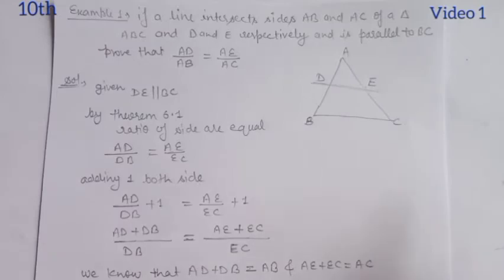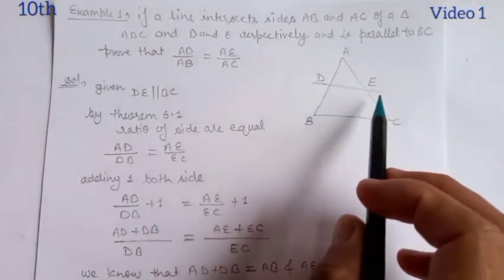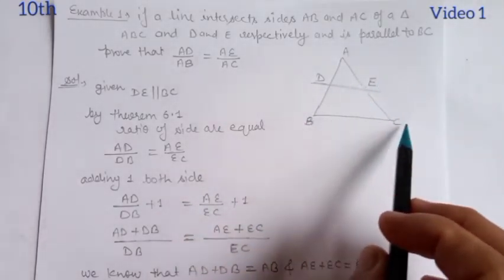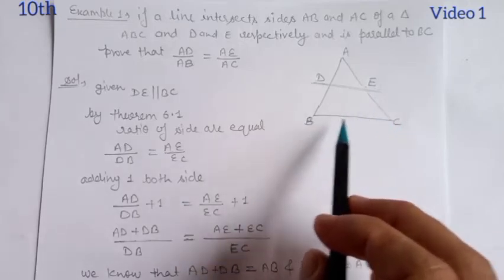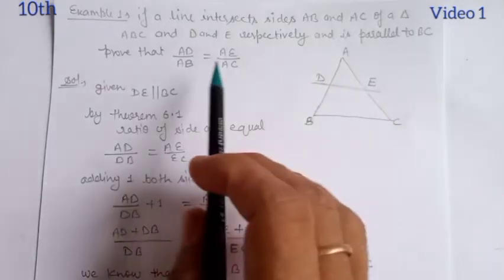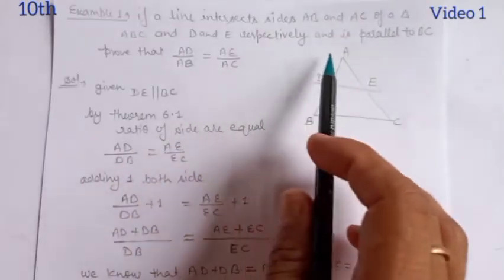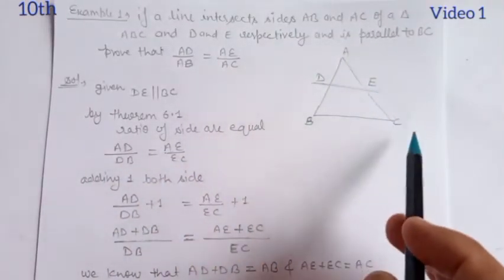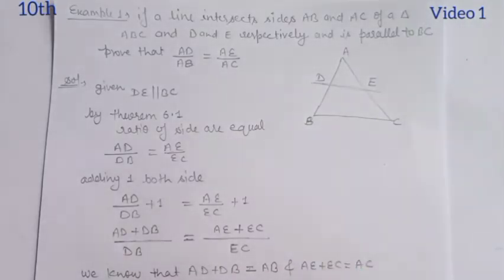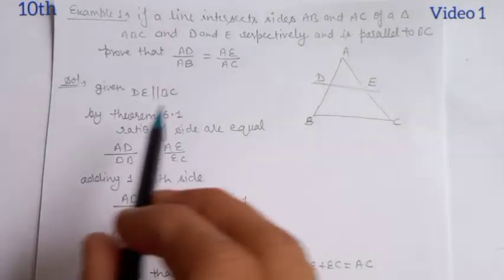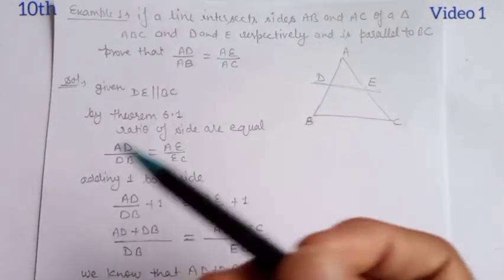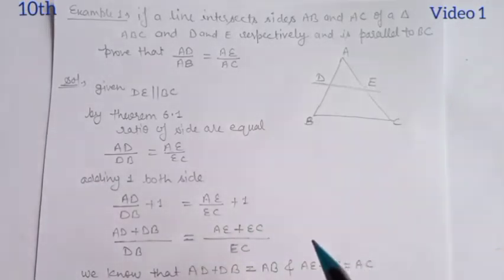It is given that a line DE is parallel to BC, and we have to prove that the ratio AD upon AB is equal to AE upon AC. Understood? So before starting these questions, first we have to think about what is given in the question, and then what we have to do and how to do it. Such questions should come to our mind before solving prove statements. Okay students, so let's start.